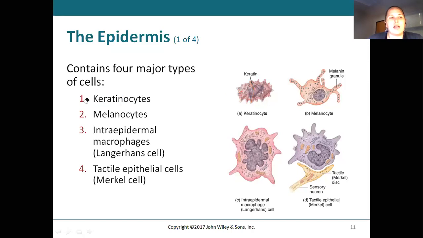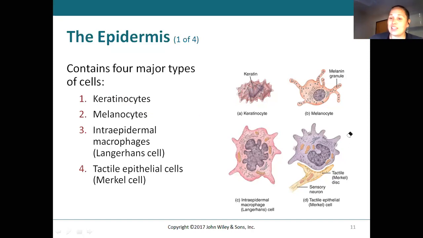Melanocytes are the next type of cell that we'll talk about. Melanocytes produce melanin. Melanin is the pigment producing substance in this region. So all of the skin tone, skin color that each of us have, is produced by these melanin granules that are released by melanocytes. We'll talk about situations in which melanin is increased.